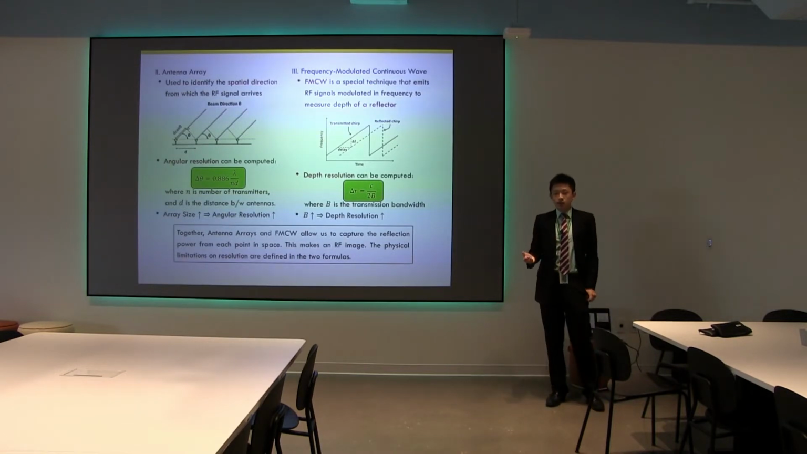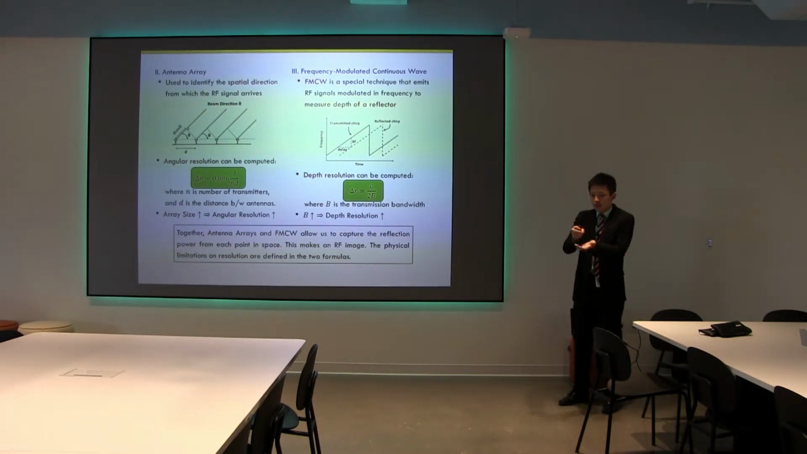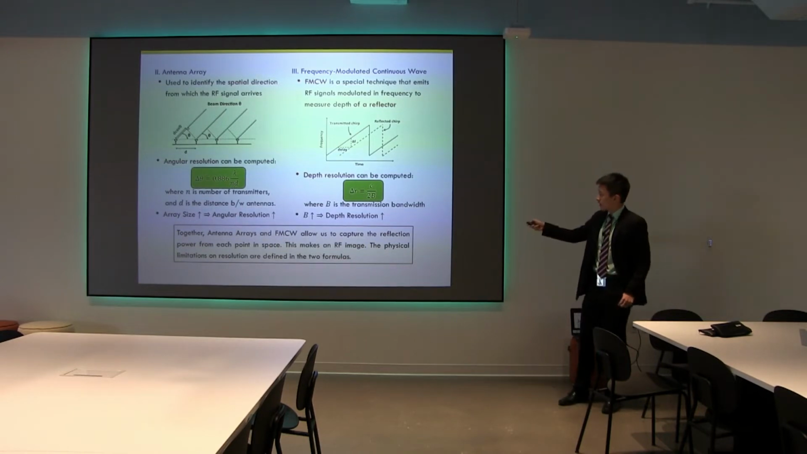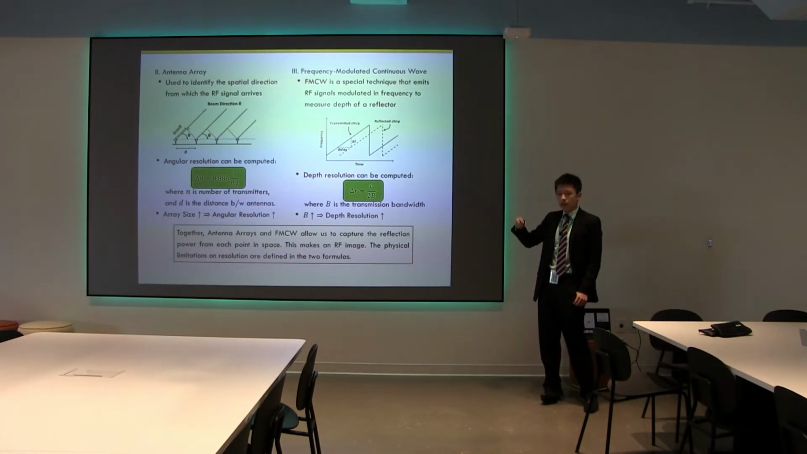So traditionally, you would think of simply saying distance equals speed times time. But the problem is that these waves travel so quickly, at the speed of light, that it's very, very difficult to measure the delta t. So what people actually do is they use this technique called frequency modulated continuous wave, in which they don't just transmit a signal and then try to capture the exact moment that it comes back. They actually modulate this over time. They modulate the frequency with respect to time in a linear fashion.